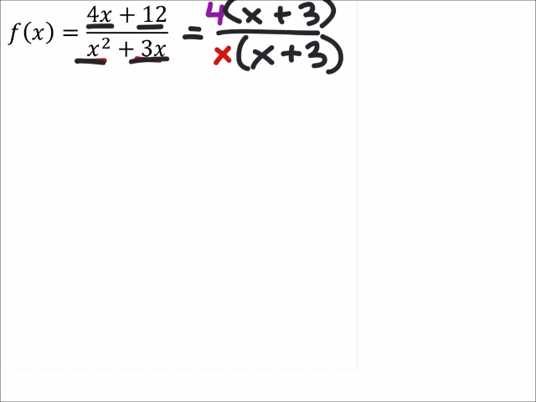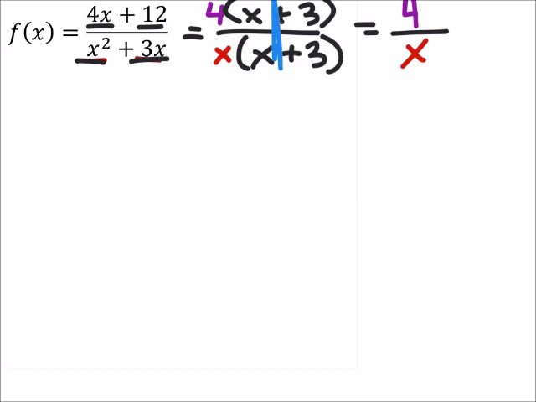Now this shows us pretty clearly what will be canceled out. We have two binomials that are the same in the numerator and denominator that we're going to cancel out because anything divided by itself is 1. And so we end up with 4 over x.